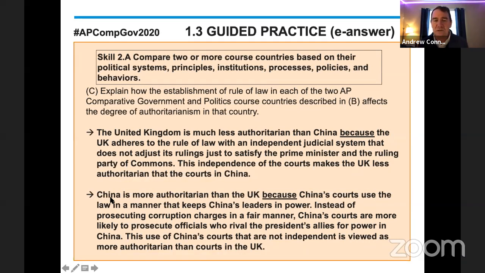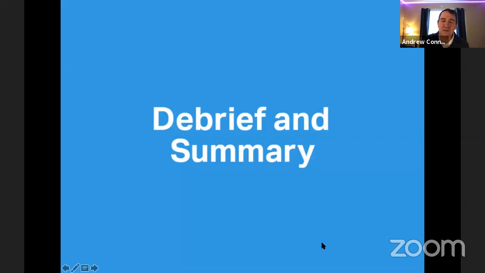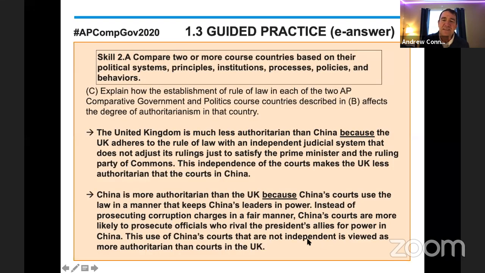China is more authoritarian than the UK because China's courts use the law in a manner that keeps China's leaders in power. Instead of prosecuting corruption charges in a fair manner, China's courts are more likely to prosecute officials who rival the president's allies for power in China. This use of courts that are not independent is viewed as more authoritarian than courts in the United Kingdom.